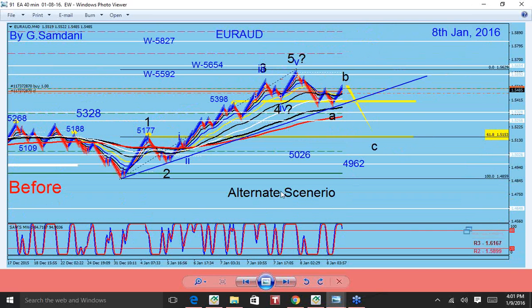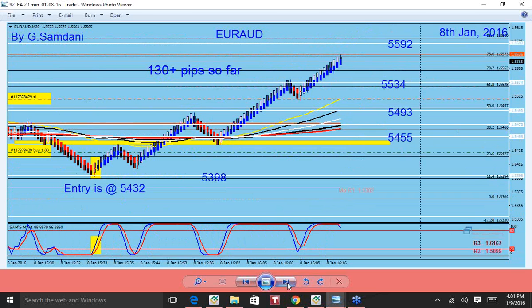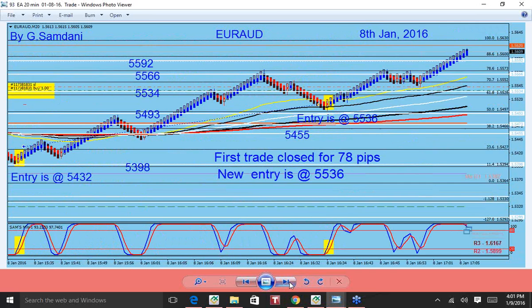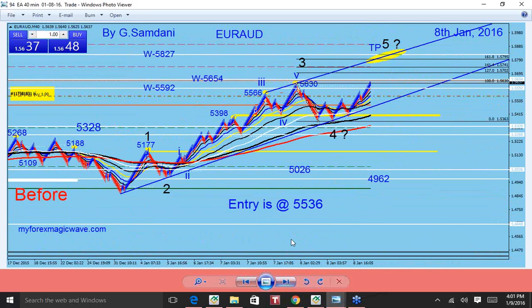And my first scenario was, this is alternate scenario, but I had that it will go up because Aussie kept weakening and then euro was getting strong. And finally, again, look at that trade. Let's keep going. First trade closed for 78 pip, and then another entry at 55.30 right here after dipping here. And look how nicely we are going to the upside for wave 5.